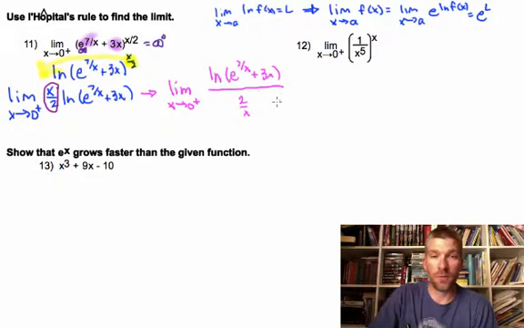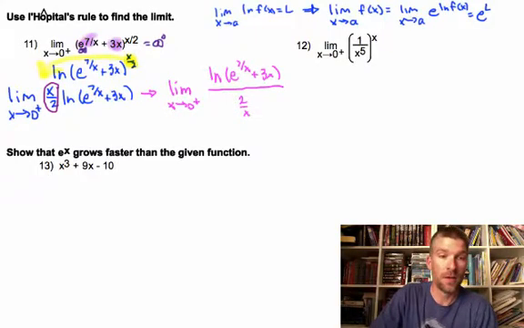So now what do I do? Well, now I can use L'Hopital's rule to try and get rid of the indeterminate form that I now have. Okay, I've got infinity over infinity here, so I'm going to take the derivative of the top and bottom. And to do this, I'm actually going to work under problem 13 because I don't have a lot of room here.